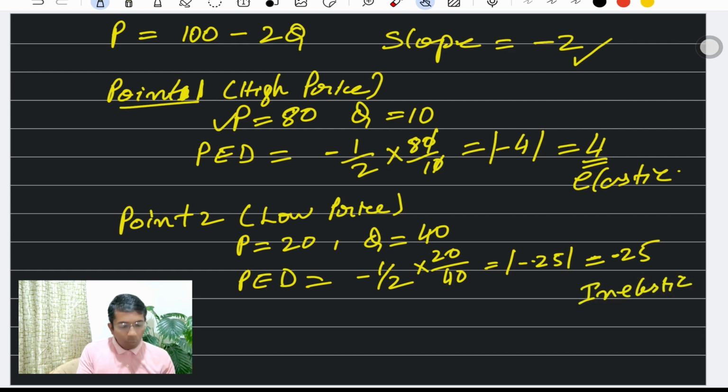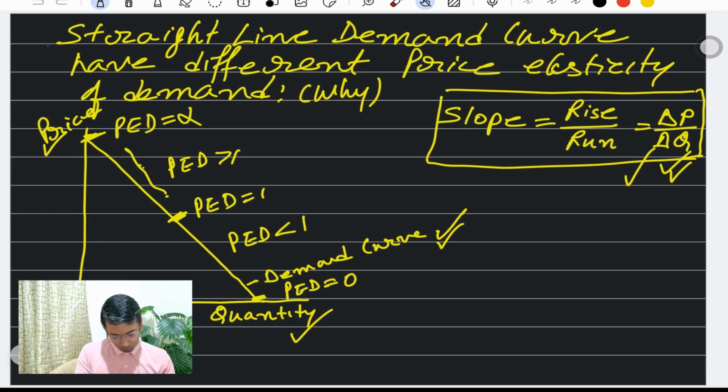So this is one of the ways. There are other ways also to understand it. This is one of the mathematical ways which can help you understand why on a straight line the price elasticity of demand is going to be different.